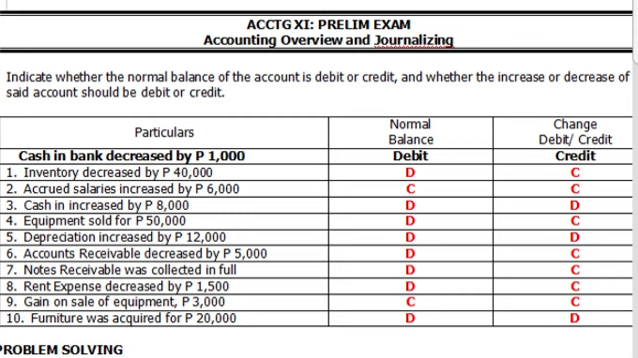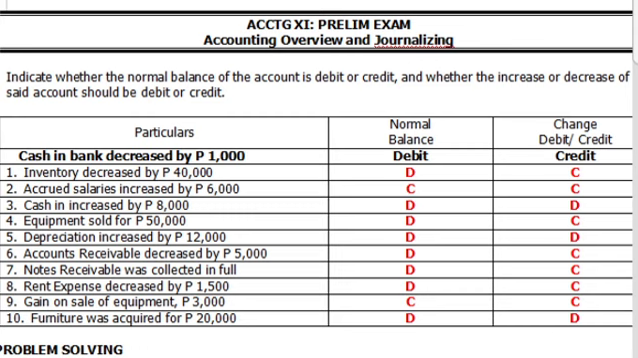Number 6, accounts receivable decreased by 5,000. So, accounts receivable is an asset. Therefore, yung kanyang normal balance is debit. Decreased, ibig sabihin, nilagay siya sa kanyang opposite side. So, credit. Number 7, notes receivable was collected in full.